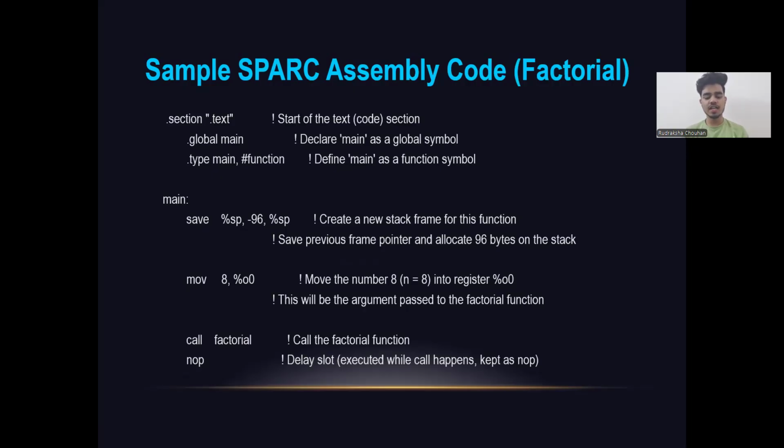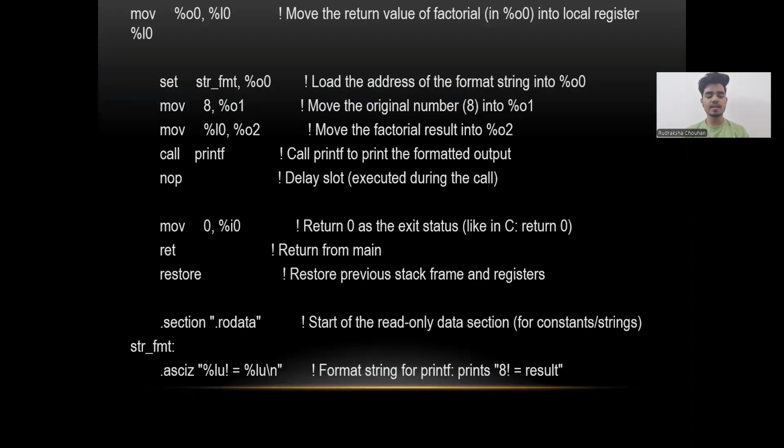The call instruction transfers control to the factorial function, and the NOP following it executes while the branch is processed. This is due to SPARC's delayed branching design. After computing the factorial, the result is returned in the %o0 register and printed using printf with the string format defined in the .rodata section. When it is run in a simulator like QEMU or a SPARC emulator, the output will be displayed.